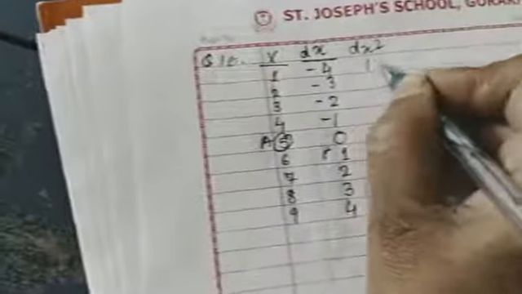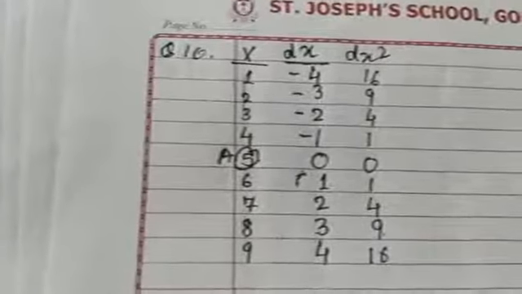Then we have to calculate dx square. Now we'll calculate dx square: 16, 9, 4, 1, 0, 1, 4, 9, 16. 4 4s are 16, 3 3s are 9, 2 2s are 4, 1, 0, 1, 2 2s are 4, 3 3s are 9, 4 4s are 16. So we have calculated the x part.